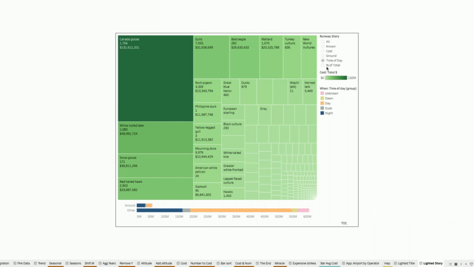And then to really get a sense of why lighted runways are important, if I change the percent of total, then you can see that the dark blue here represents nighttime. And for ground species, the nighttime is the significant time with respect to wildlife strikes. If the pilot can see that there's something on the runway, they're less likely to hit them.